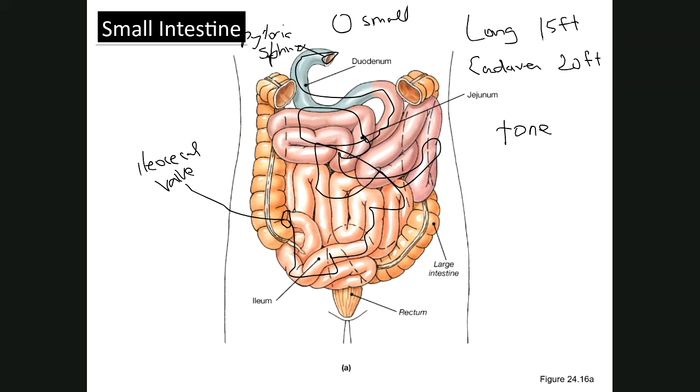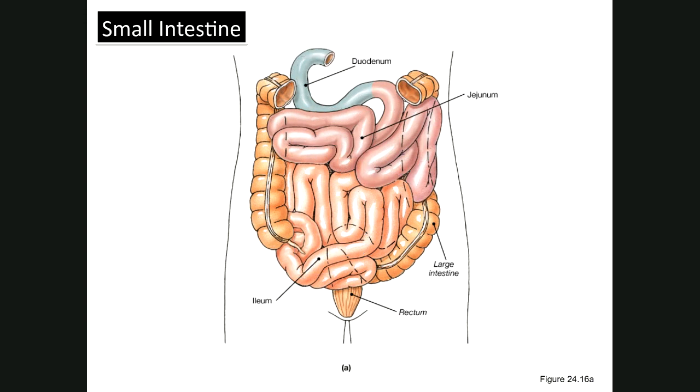Well, when you look at it, it's got regions to it. There are 3 regions. The first one is this one, and it's about 1 foot long. This one's called the duodenum, and it's about 1 foot in length. The second part is this one here, and this is called the jejunum, and the jejunum is about 6 feet long. And then the last part is this one right here, and this is called the ileum.